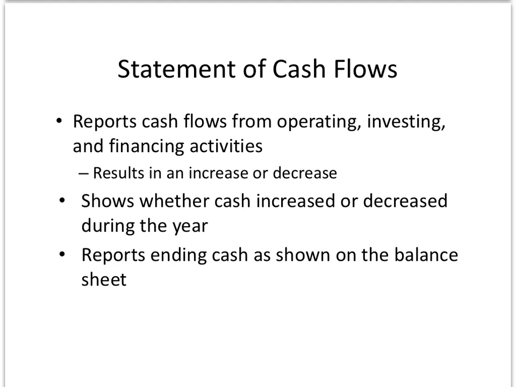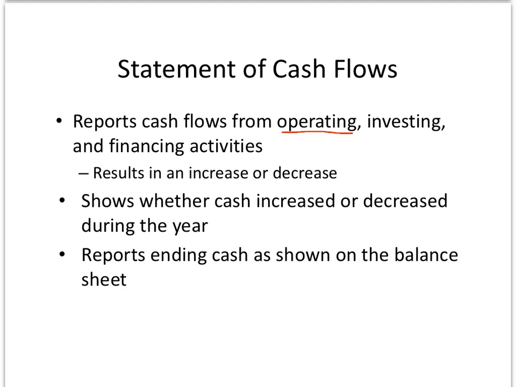And the fourth statement is the statement of cash flows. And this is going to tell us where our cash went and where it came from in three main groups. Operating, which is our reason for being. What are we in business for? Here's what we sell, here's our service, and here's the cash provided by and used by those activities.